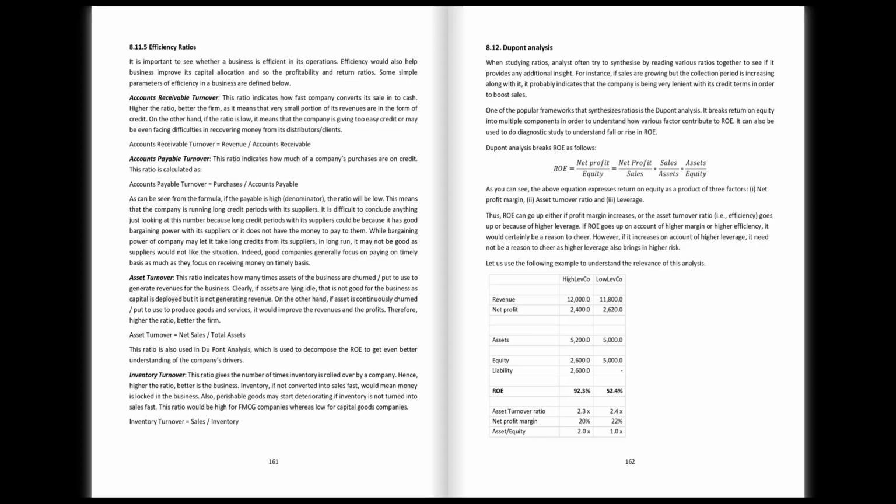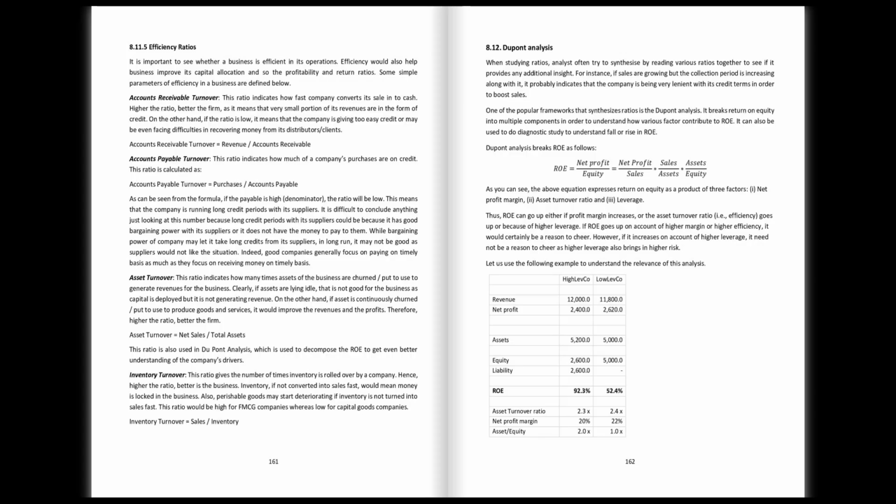Accounts payable turnover. This ratio indicates how much of a company's purchases are on credit. This ratio is calculated as accounts payable turnover equals purchases divided by accounts payable. As can be seen from the formula, if the payable is high, the denominator is high and the ratio will be low. This means that the company is running long credit periods with its suppliers.